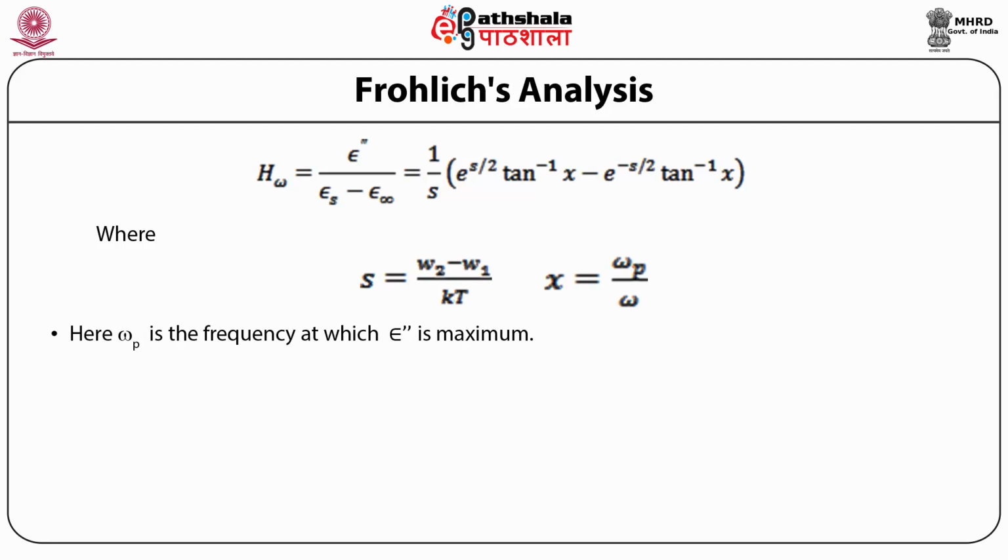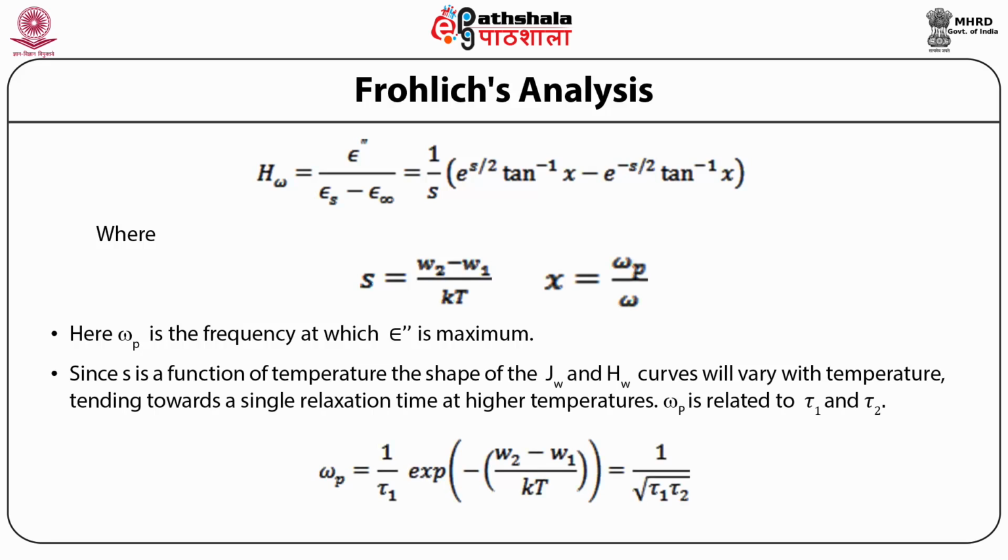Here omega p is the frequency at which epsilon double prime is maximum. Since s is a function of temperature, the shape of the J(W) and H(W) curves will vary with temperature, tending towards a single relaxation time at higher temperature. Omega p is related to tau 1 and tau 2, and omega p is equal to 1 by tau 1 into exponential of minus (W2 minus W1) by kT, which is equal to 1 by root over of tau 1 into tau 2.